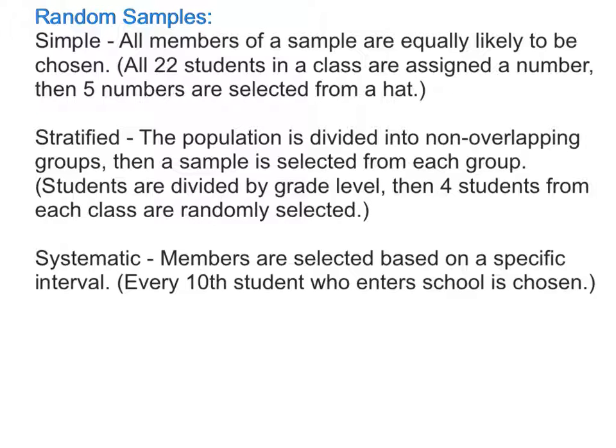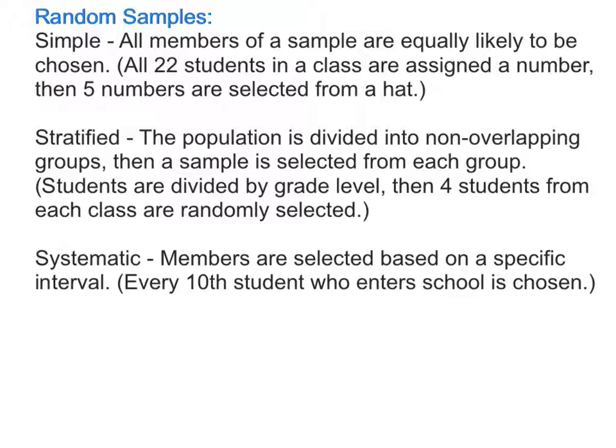In a stratified random sample, we divide the population into different groups. For instance, continuing with the school model, if we wanted to survey the entire school, we could first separate the groups into freshman, sophomore, junior, senior, and then we do a random selection from those groups. So we choose, say, 4 students from each of those grade levels, and we choose them randomly.